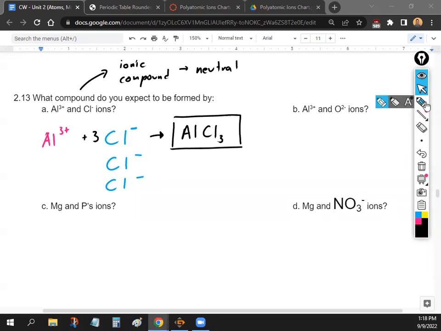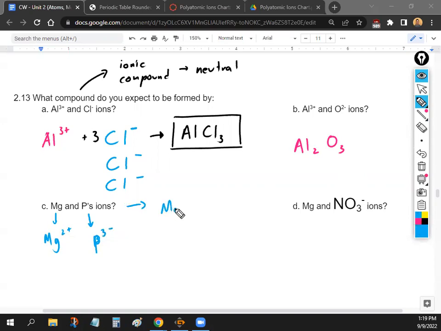Okay, so for part B, you should have figured out that you need 2 aluminums and 3 oxygens. That's how you can get it to +6 and -6. Okay, part C, you had to figure out the charge. So you should have used the most common ion, the predicted charge. Mg becomes 2+. Phosphorus becomes 3-. And so these want to become Mg3P2.